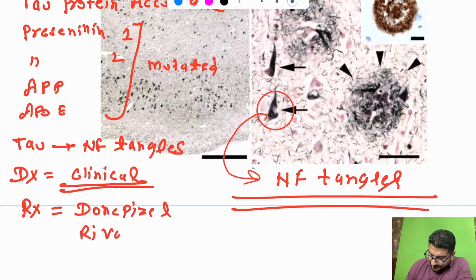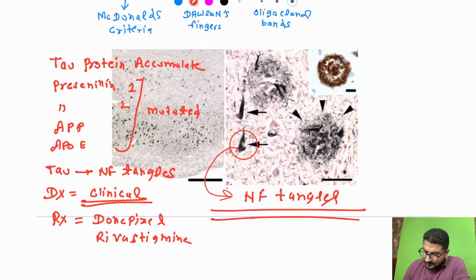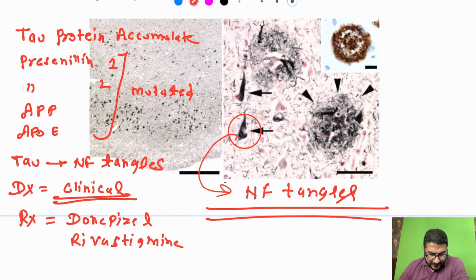Sometimes, if it is not controlled with this, then you can add rivastigmine. So these are the MCQs which they ask on Alzheimer. Done.